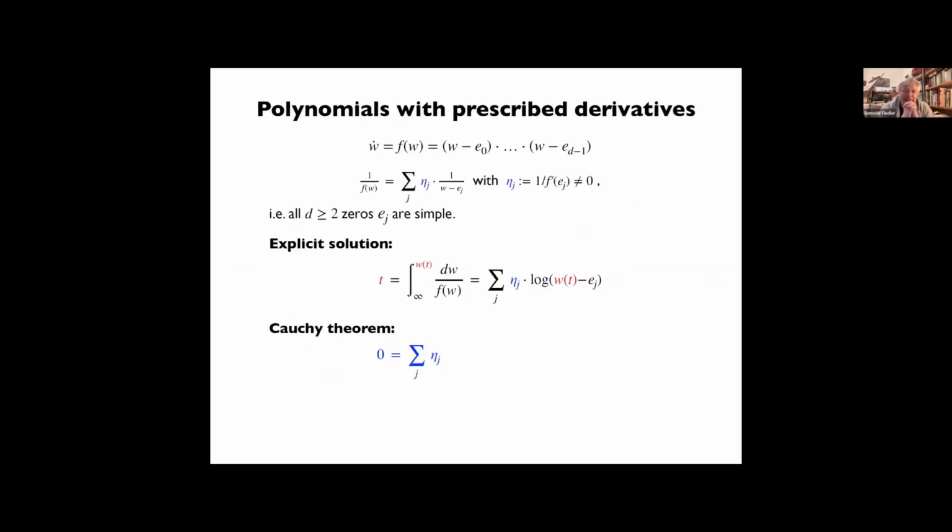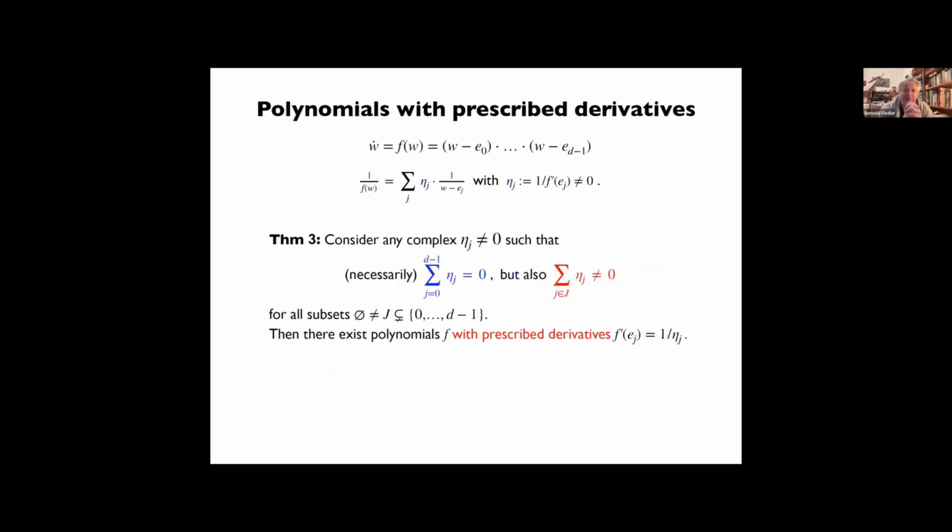Let me skip some details here. Next slide. Because time is short, yes. So then I studied the case W dot is a function of W, and I studied polynomials with simple zeros e_0 to e_{D-1}. So D is the degree of the polynomial.